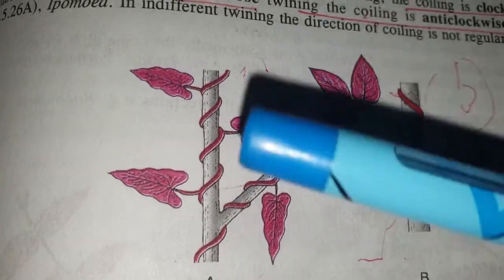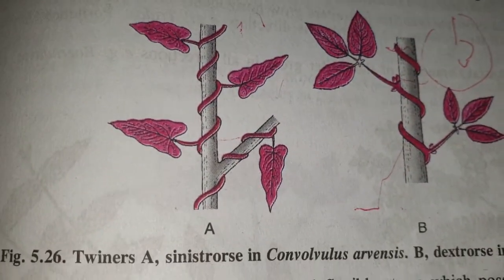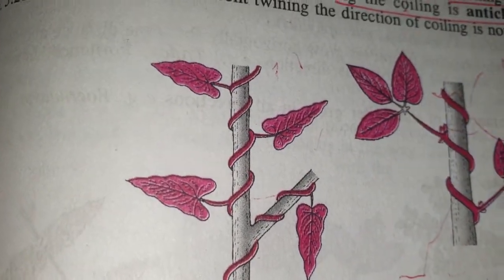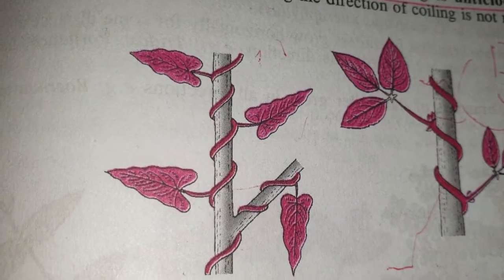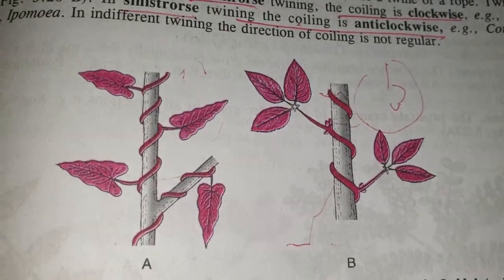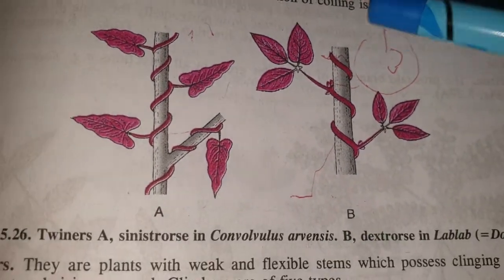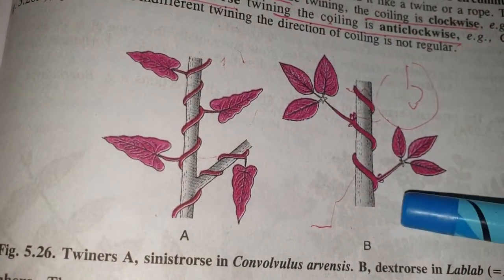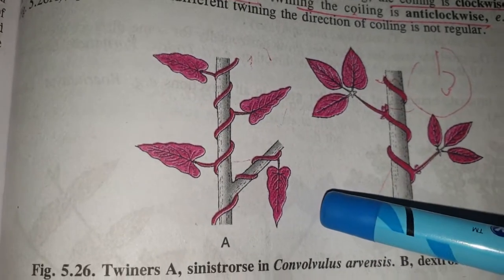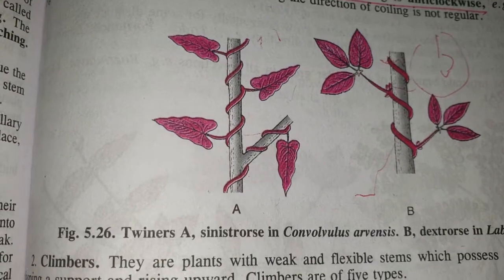Okay, as you can see in the diagram, they are just coiling around a support in the form of a rope. So this is called twiners. Now twiners may be either sinistrose or dextrose. If they are coiling in a clockwise manner, then it is known as dextrose. So this one is coiling in a clockwise manner, this is dextrose. This is coiling in an anti-clockwise manner, this is known as sinistrose. Okay, so these things are important: what is dextrose, what is sinistrose?